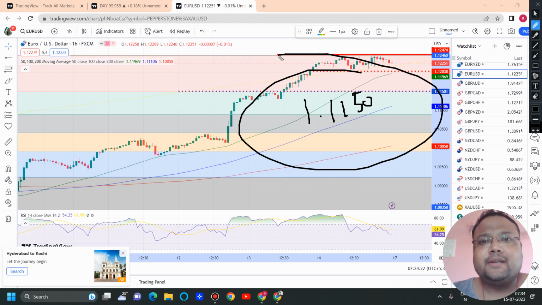1.1150 is a better level, a stronger level in comparison to this. Why? Because we have the Fibonacci 23.6% retracement level around this area, and the previous resistance will also be working as support here.